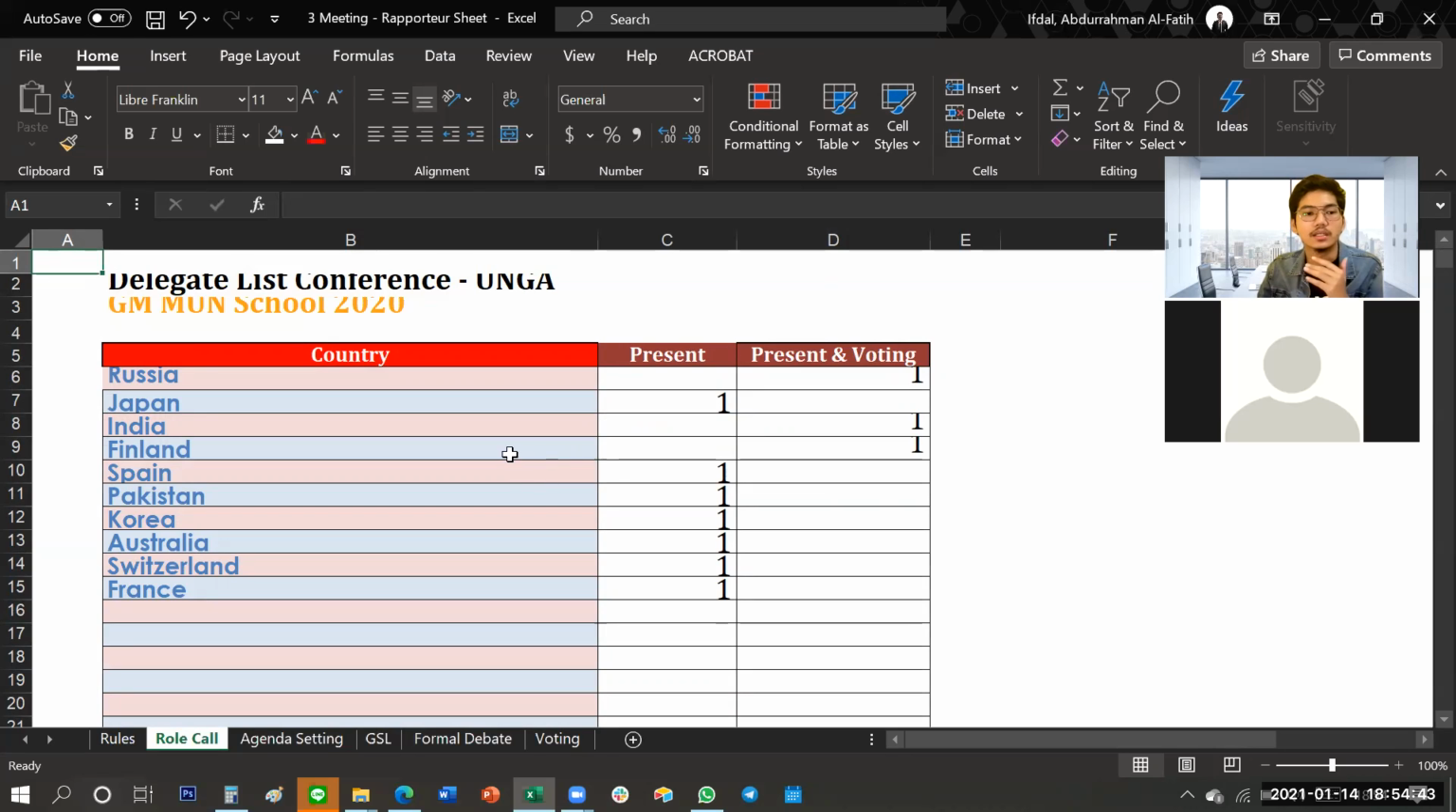Okay, super simple, because the chair will call a list of countries, and you have to be as precise as possible. Japan, India, and all that. This will be based on the number of countries participating, and this will determine in the voting process whether you can abstain or not. Okay, that's for roll call.